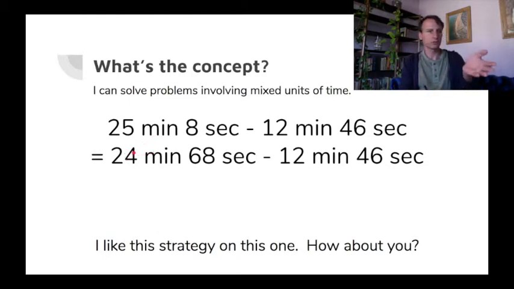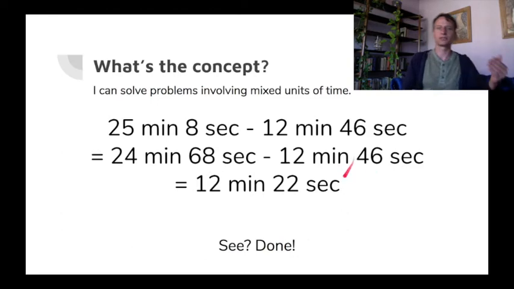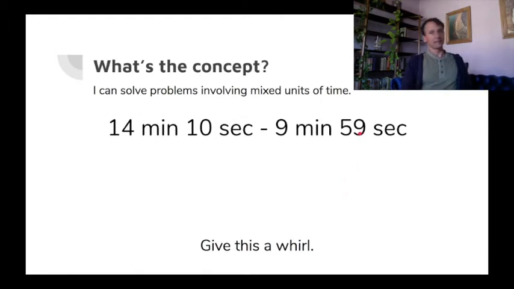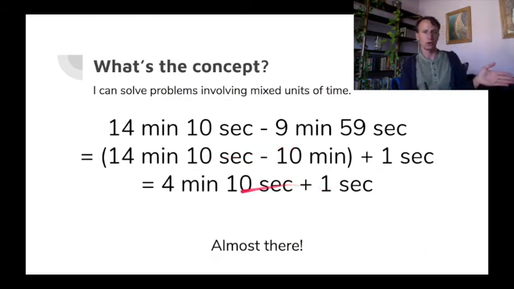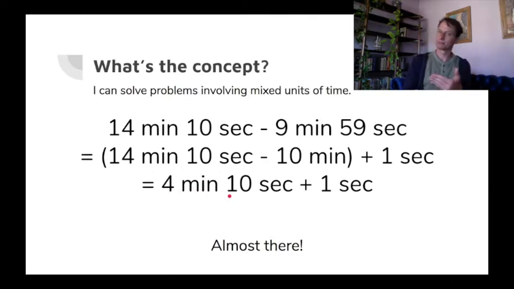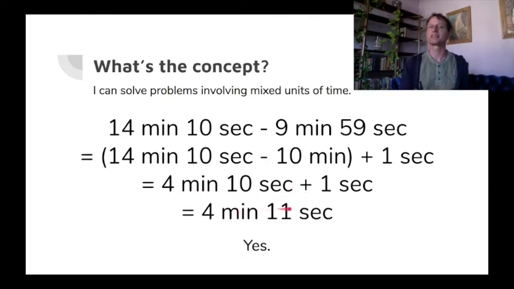12 minutes from 24 minutes leaves 12 minutes. 68 seconds minus 46 seconds is 22 seconds. So 12 minutes, 22 seconds. Okay, so this is where the regrouping strategy works well. You look at this one, what do you notice right off? 9 minutes, 59 seconds. Yeah, that's like a second away from 10 minutes. So let's just subtract the 10 minutes and then put back in the extra second we subtracted. So I'm going to subtract the 10 minutes and then pop that extra second back in. So that would leave me with 4 minutes, 10 seconds. Put the second back in, 4 minutes, 11 seconds.